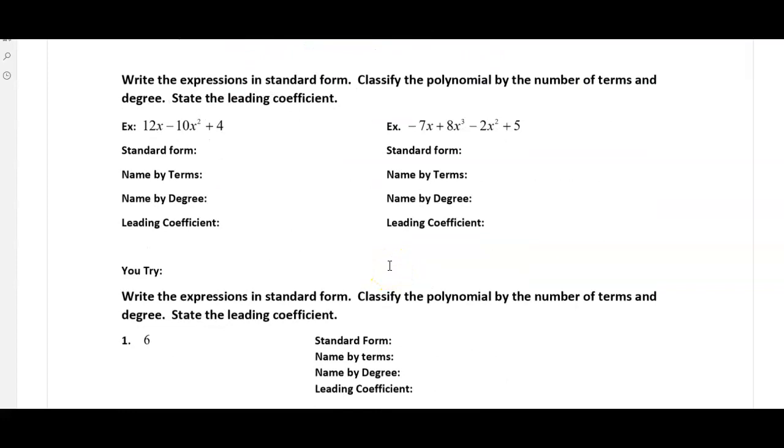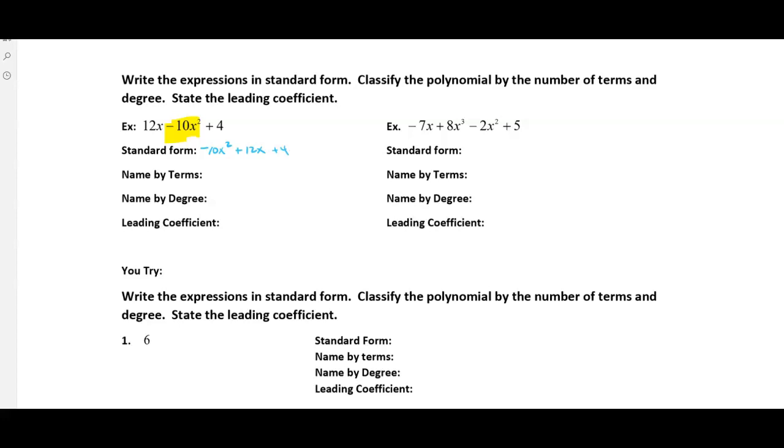So the first example says, write the expression in standard form, classify the polynomial by the number of terms and the degree, and state the leading coefficient. So standard form, we always want to go highest exponent to lowest exponent. So the first one, that's the highest exponent. Since it's got a minus sign in front, we're going to say negative 10x squared plus 12x plus 4. I go degree 2, degree 1, constant.